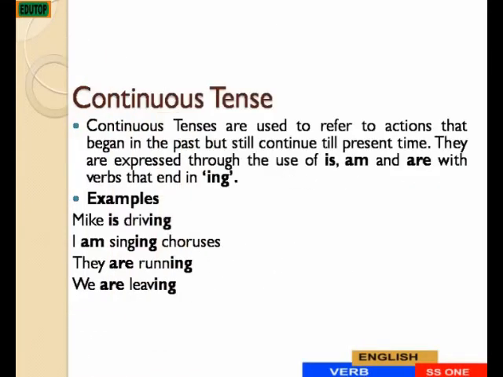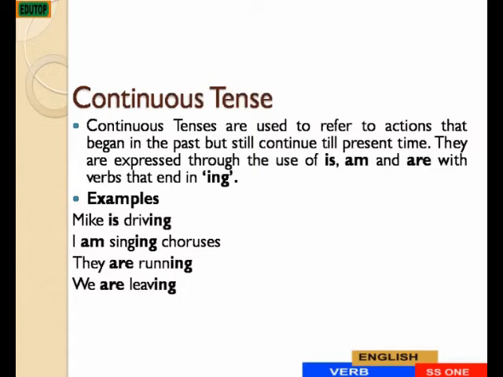Another one is the continuous tense. Continuous tenses are used to refer to actions that began in the past but still continue till present time. They are expressed through the use of is, am, and are, with verbs that end in ing. Examples include Mike is driving.